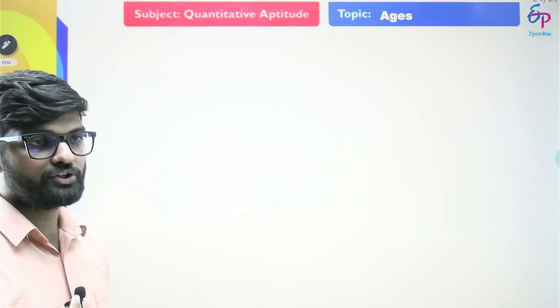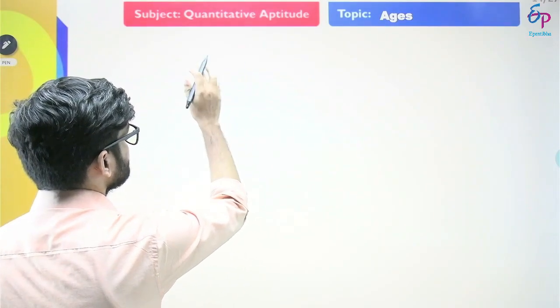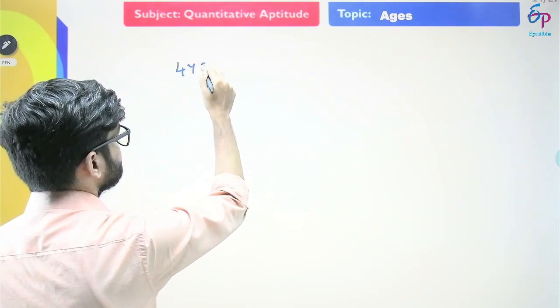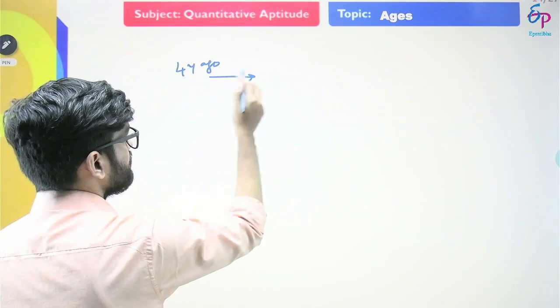Okay, one complex question we will see. The remaining we will see in the model questions itself. So present ages are not given. 4 years ago, the ages are in the ratio 3:4.